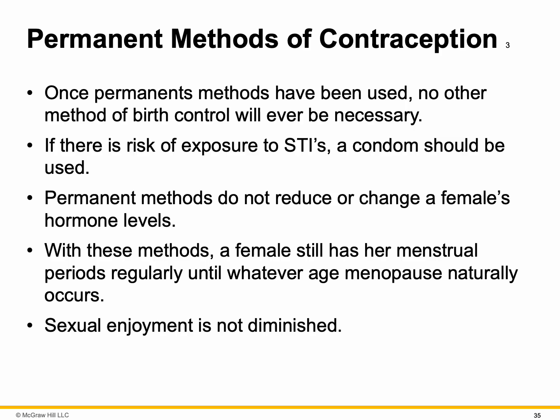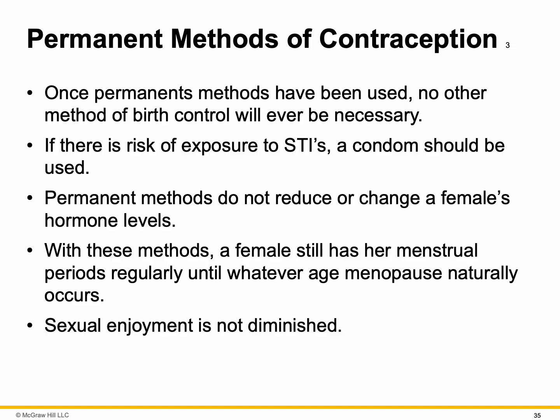So there are a lot of questions about permanent methods. Let's take a minute to note a few things about this method. First, once a permanent method has been done, no other methods of birth control will be necessary. Second, permanent methods do not protect persons against HIV or other sexually transmitted infections. So if there is a risk or exposure to STIs, some barrier method should be used. Third, sterilization does not reduce or change a female's hormone levels.